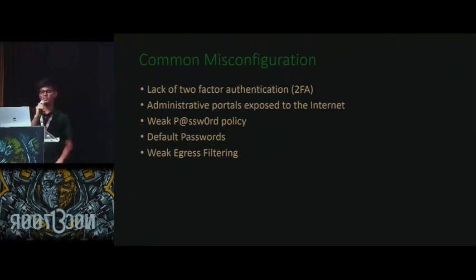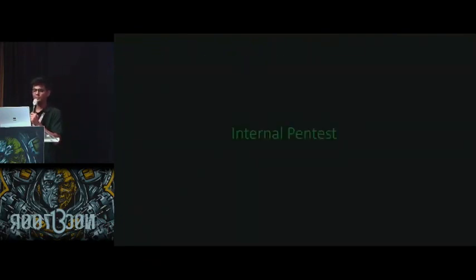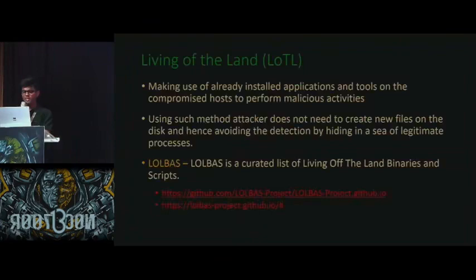Administrative portals exposed to the internet, big parts of policies, default credentials, the last one being the VPN filtering. What that means is exposing SMB and RDP ports to the internet. So, assuming you have got your first user and have already authenticated to the VPN gateway, now what next? Let's get into the internal network over the internet.